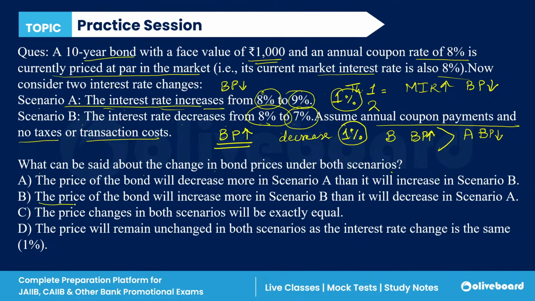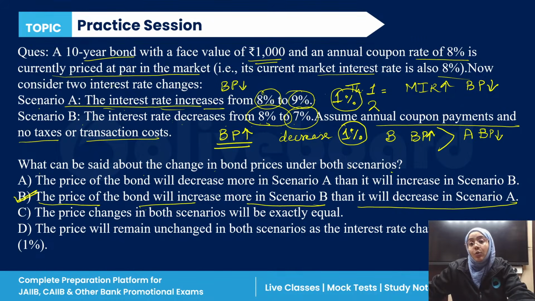So the correct answer is: the price of the bond will increase more in scenario B than it will decrease in scenario A. So B is the correct answer, not A. Now tell me if you have any doubt in this question. Anyone, you can ask your doubt. If you don't have any doubt, give me a thumbs up. Tricky question, but important. Harsh, Prabhu, Tanya, Gopal, Ravi, Kamal, everyone. If you have any doubt, kindly ask. If you don't have any doubt, give me a thumbs up, each and every one of you.